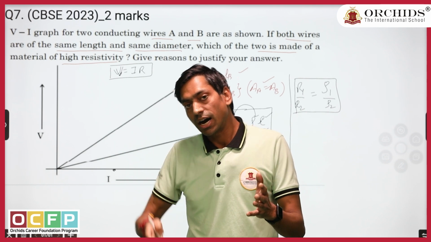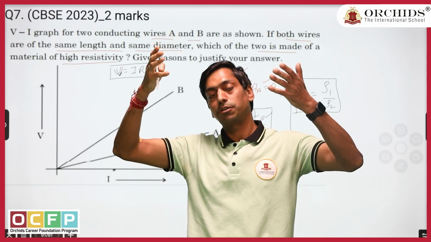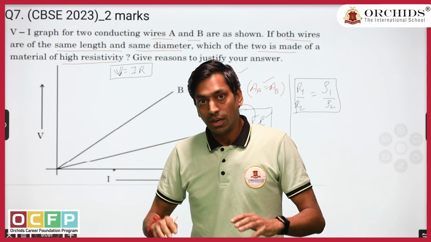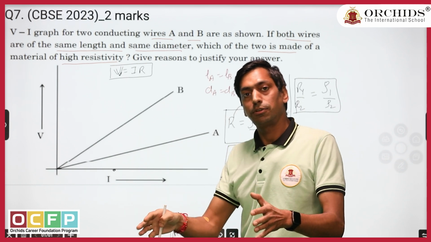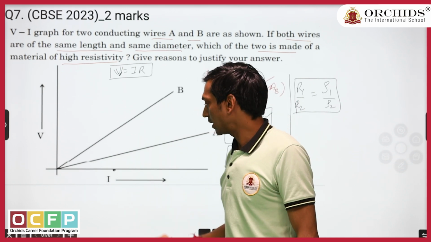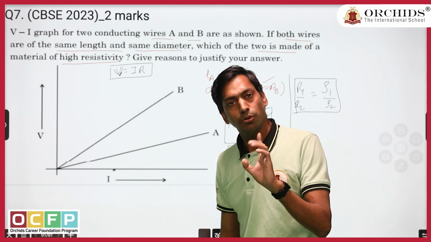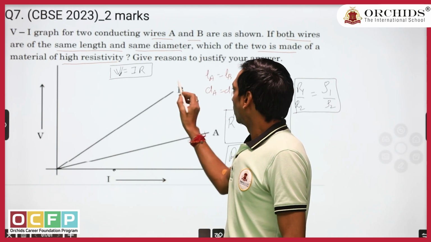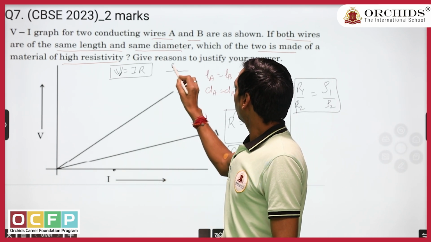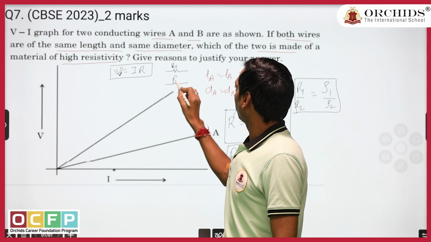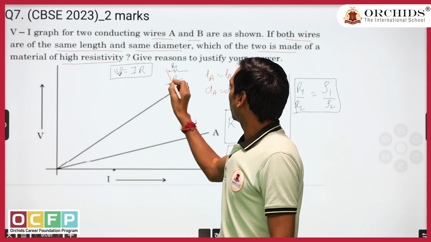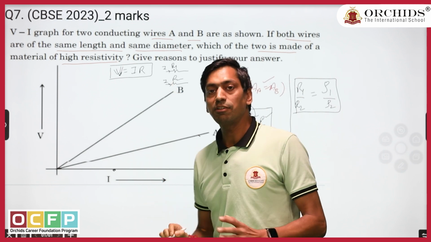We know that the higher the resistance, the higher the potential difference required, and the lower the resistance, the less potential difference is required to pass the same value of current. That's why I have taken the current I constant for both resistors. So I have one resistance R1, and another resistance R2, and I want to pass the same value of current in both the resistors.